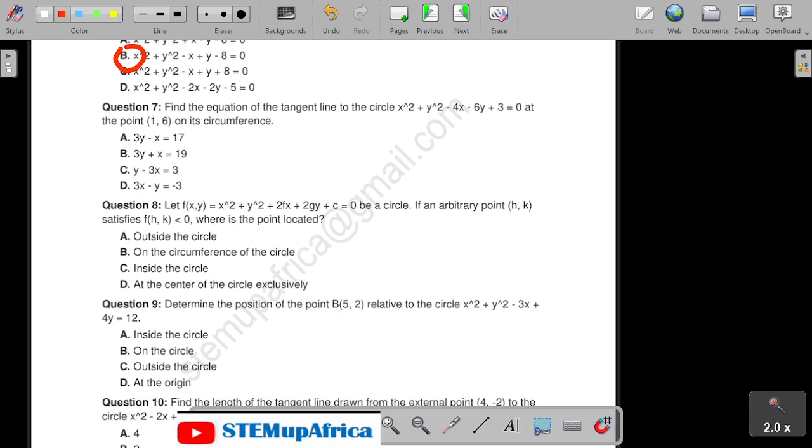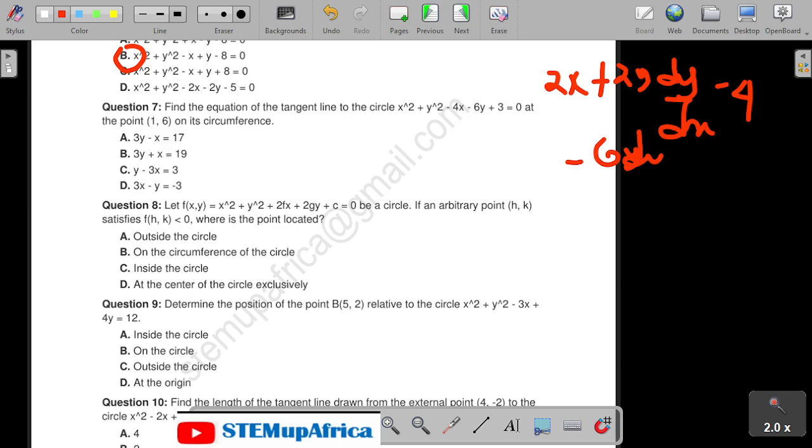It said find the equation of a tangent that passes through these points on the circumference. So to do so, I'll first of all want to go through a long process. I'll first of all find the dy/dx using an implicit function. So if I differentiate x squared, that will give me 2x plus 2y dy/dx minus 4 minus 6 dy/dx is equal to 0.